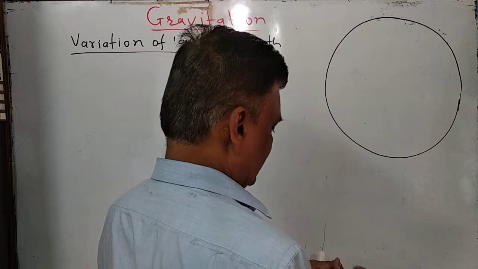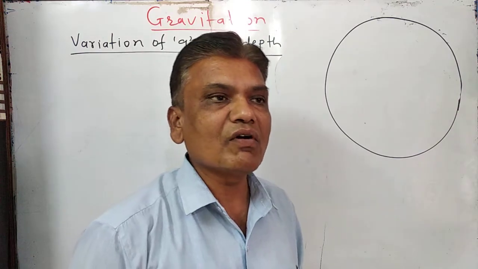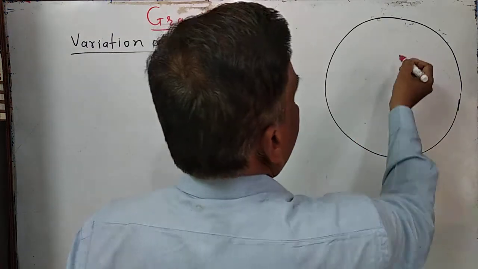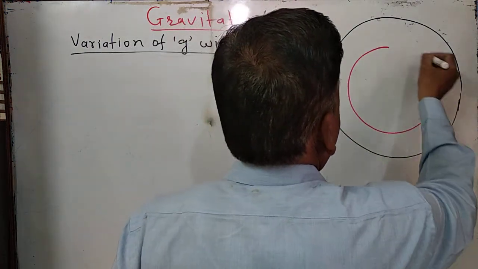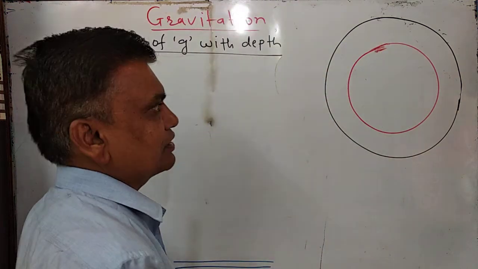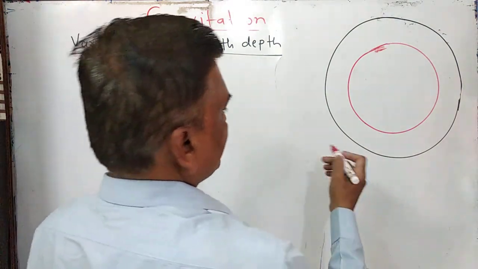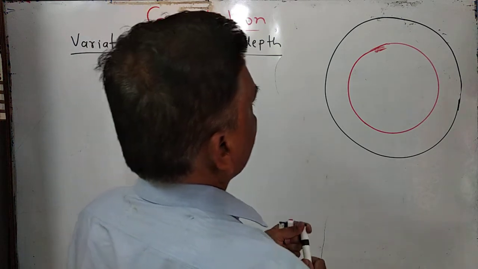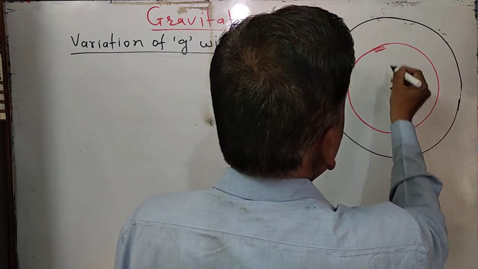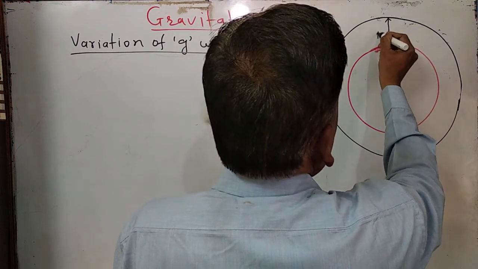This is the earth. Suppose that this earth is made up of a large number of concentric uniform spherical shells. This is the shell of earth. The red sphere shows one of the shells. Now R is the radius of the earth, this is concentric, and this is the radius of earth R.